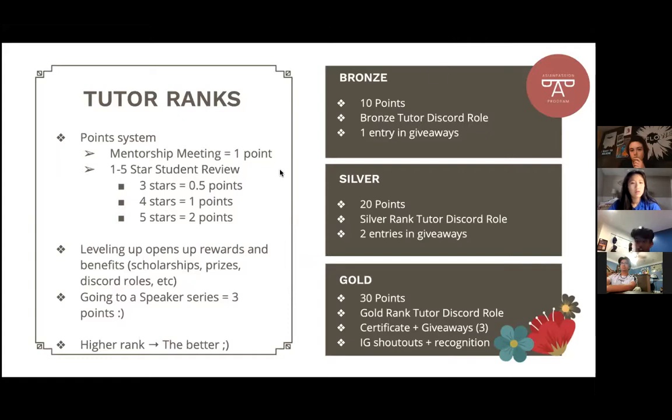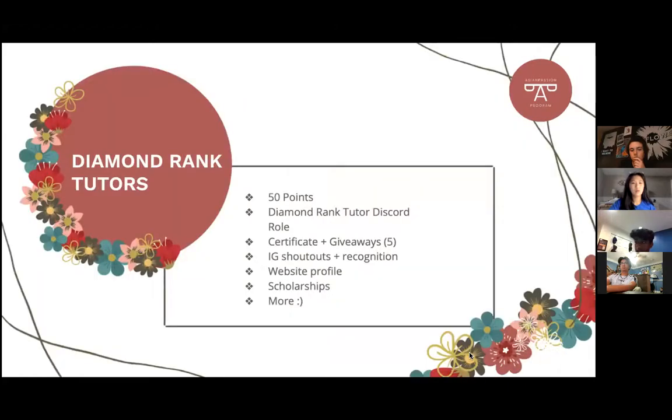As a gold rank tutor, with 30 points, you'll have a gold Discord role with a certificate, giveaways, and IG shoutouts. And lastly, there are the diamond rank tutors, which with 50 points, you'll have that diamond rank tutor role. You'll have a certificate, giveaways, IG shoutouts, a new profile on the website, scholarships, and even more benefits.